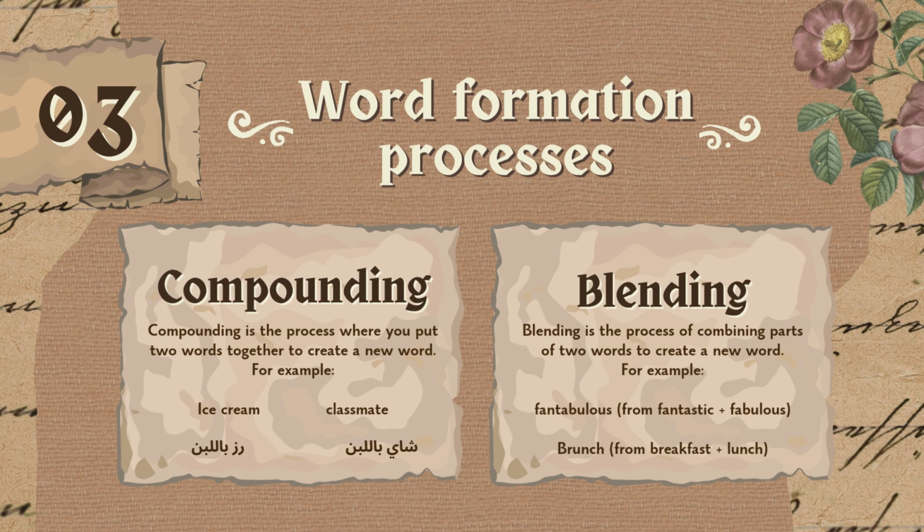Compounding is the process where you put two words together to create a new word. For example, we have ice cream, classmate, and also we have some Arabic examples, which are شاي باللبن and رز باللبن. Similar to compounding, we have blending. Blending is the process of combining two parts of two words to create a new word. For example, we have fantabulous, which comes from fantastic and fabulous, where we divided both words into two parts and then blended them together. We also have brunch, which comes from breakfast and lunch.